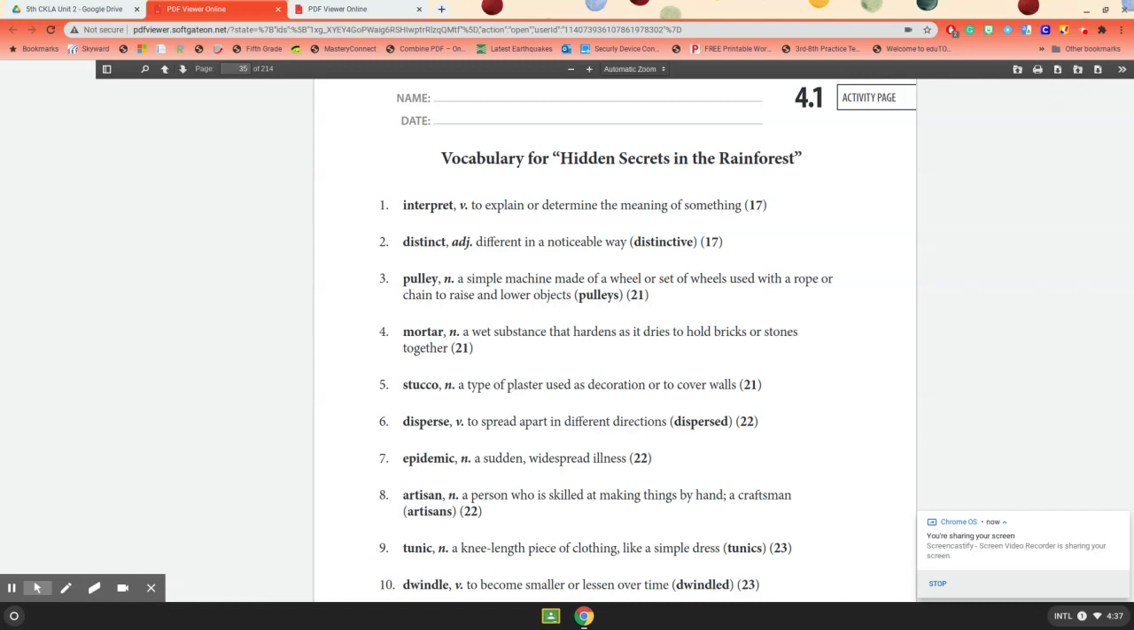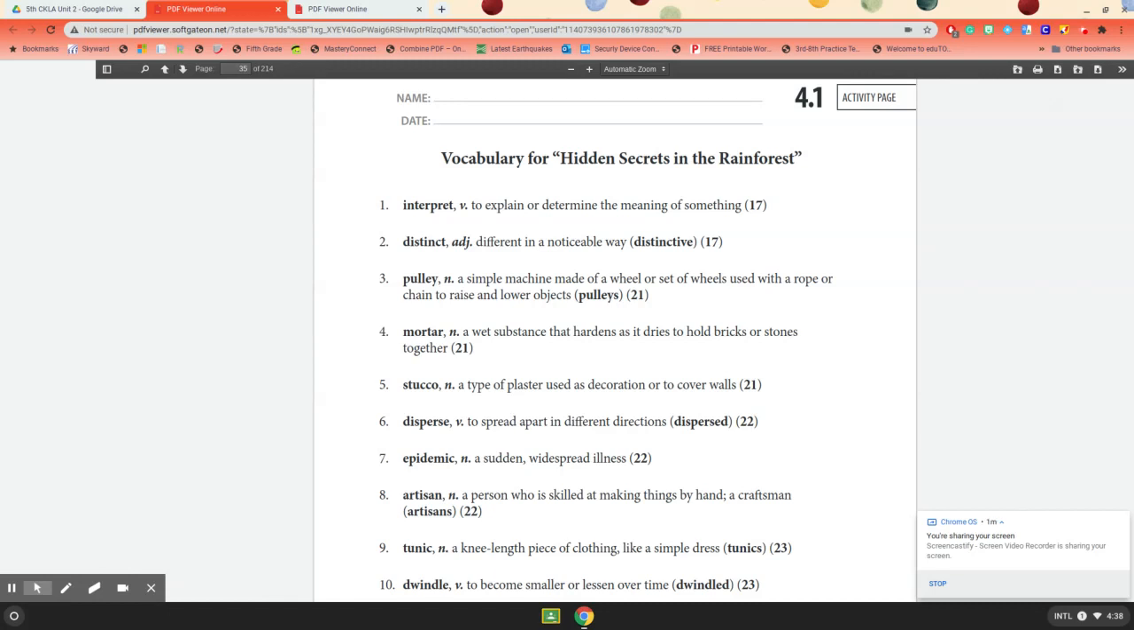The first one is interpret. To interpret means to explain or determine the meaning of something. Distinct is different in a noticeable way. A pulley is a simple machine made of a wheel or a set of wheels used with a rope or chain to raise and lower objects. Mortar is a wet substance that hardens and dries and holds brick or stones together.